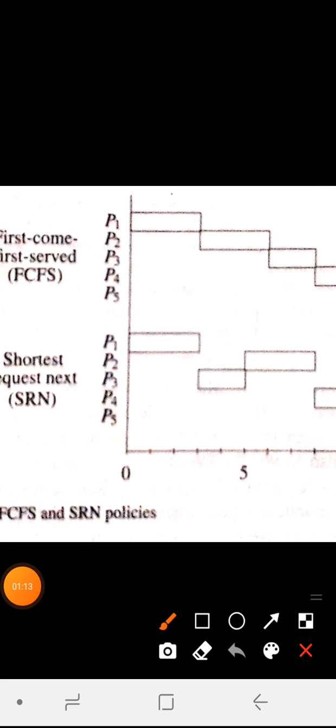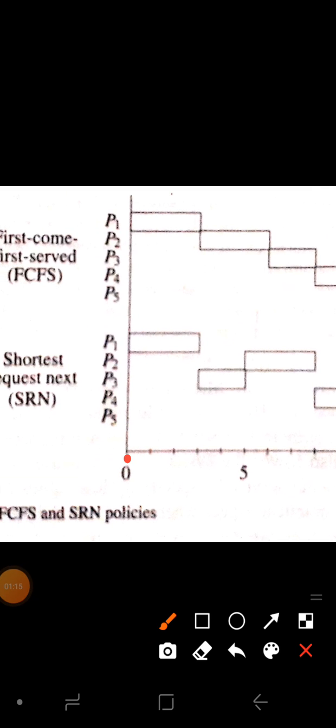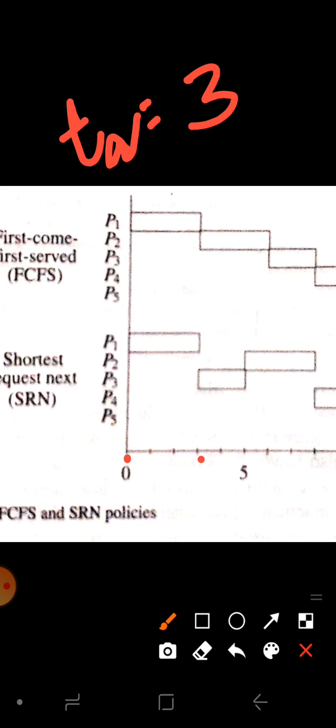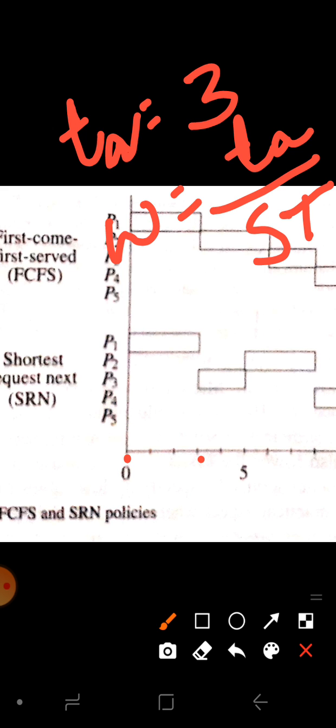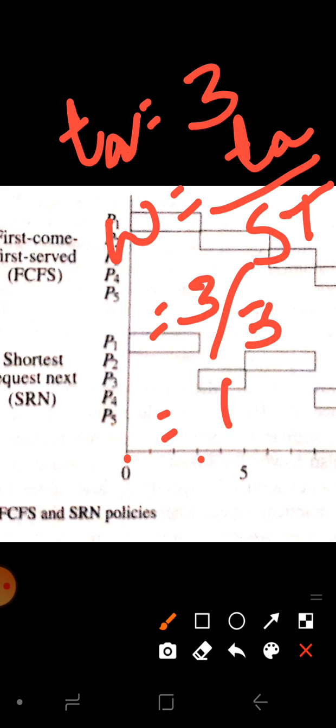Process P1 is arriving at 0 and it is getting completed at 3. Therefore, the turnaround time for process P1 is equal to 3. Whereas the weighted turnaround time is nothing but turnaround time divided by service time. So turnaround time is 3 and service time is also 3. Therefore, weighted turnaround time for process P1 is equal to 1.